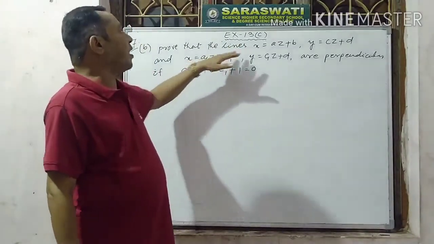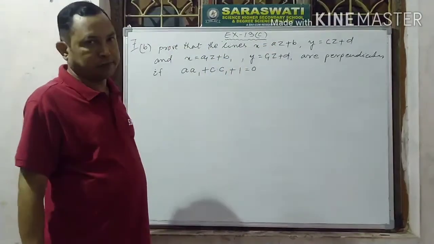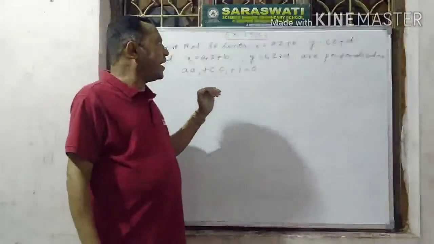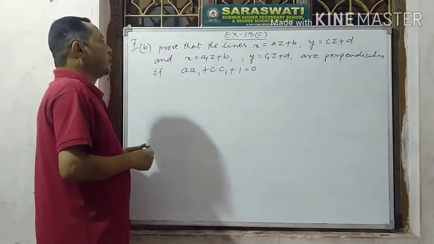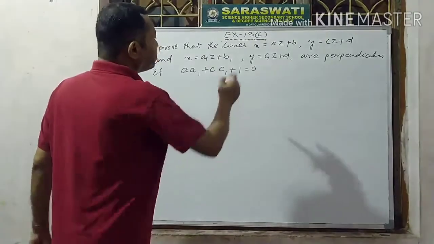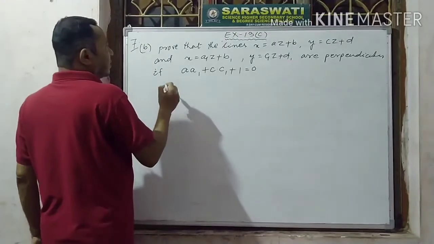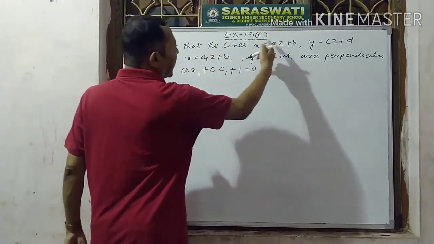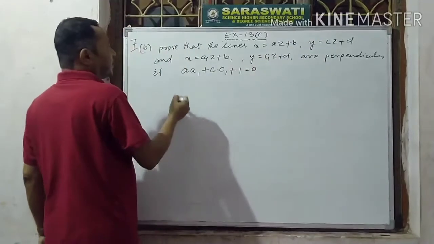So first of all, you see the lines are given in unsymmetric form. So we have to bring the lines to symmetric form. For the symmetric form of the first line, we should find out z in each case.